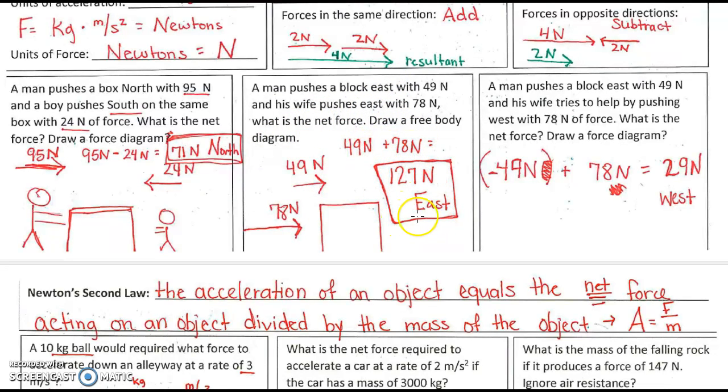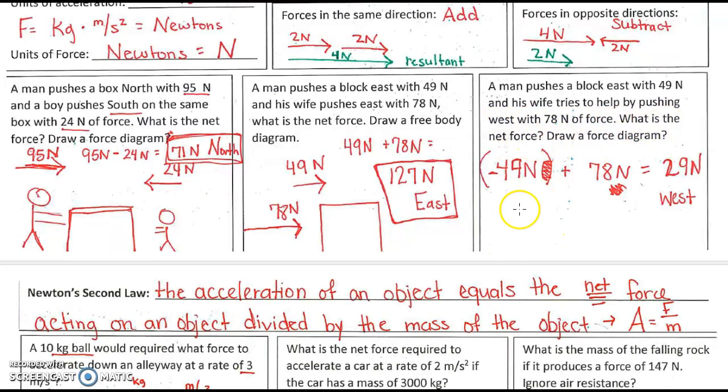We add them together, and they are 127 newtons east, again including that direction. A man pushes a block east with 49 newtons, and his wife tries to help by pushing west with 78 newtons of force. What is the net force?